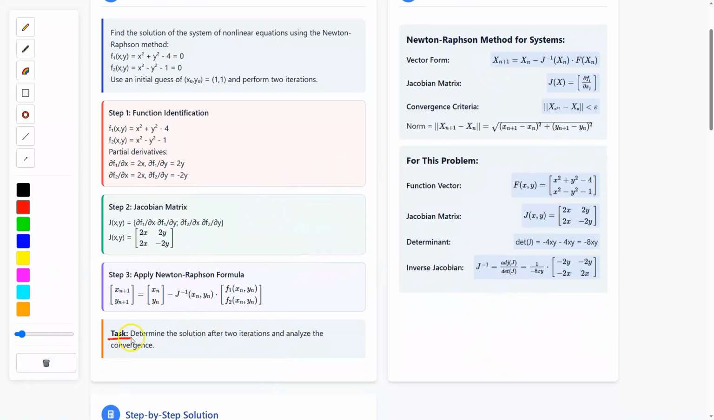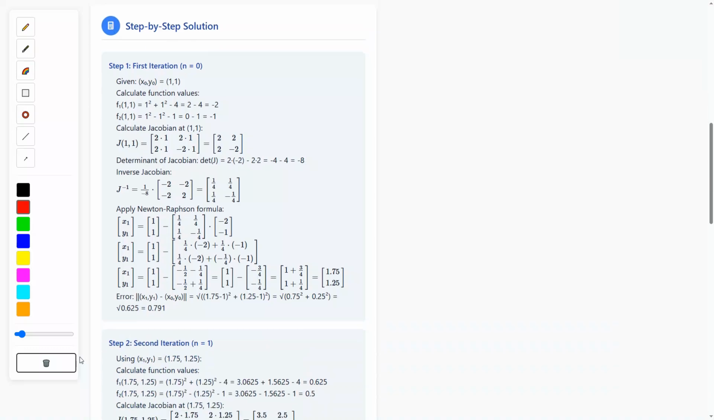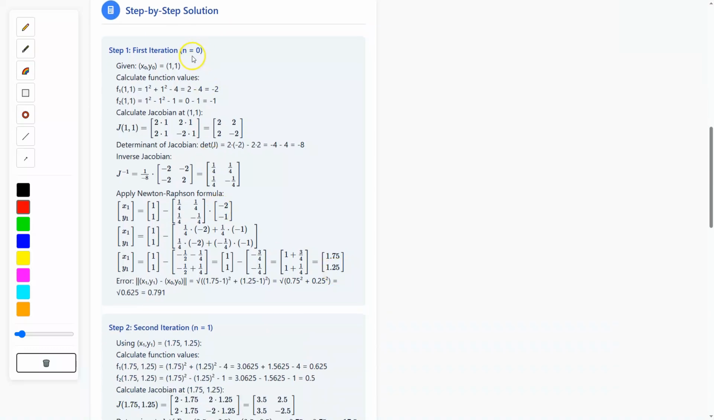So here the task is to determine the solution after two iterations and analyze the convergence. Now, using this formula, we are going to solve step by step. Step number 1, first iteration, n is equal to 0. Given x0, y0 is 1, 1, calculate the function values. For f1(1, 1), if I plug in x equal to 1 and y equal to 1, we get minus 2, and similarly for function 2 with x equal to 1 and y equal to 1, we get minus 1. Then find the Jacobian.